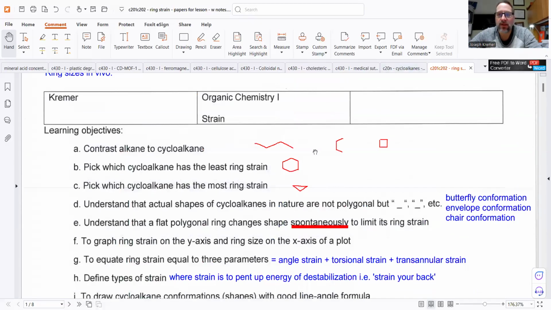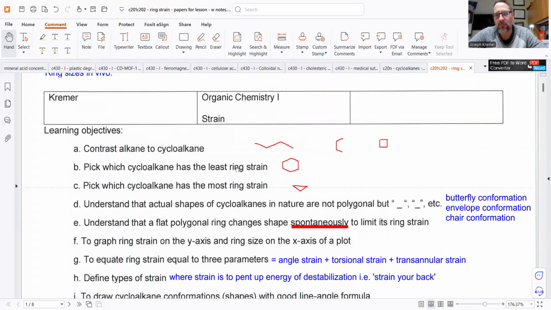And so, off of this worksheet here, which you've been provided or can access electronically, I'll put in some notes and away we go. So, learning objectives.